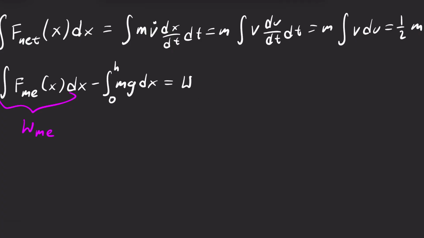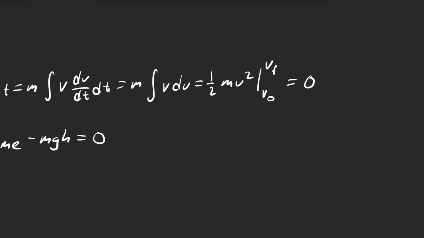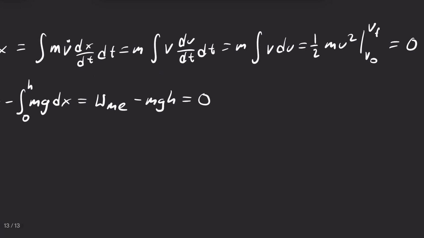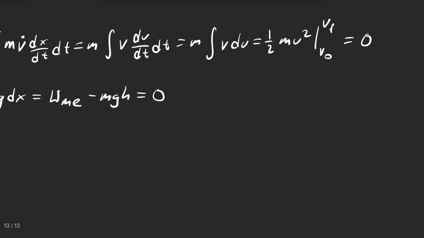Okay, so that evaluates to W me minus mgh, and this is again going to be 0, because we want the net work to be 0. And if we just rearrange this, we'll end up with W me equal to mgh. And there's the formula for the work I do.